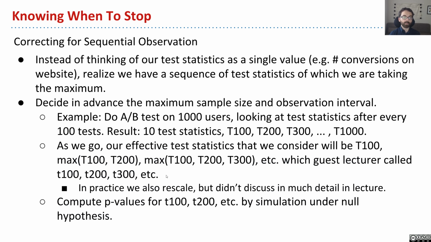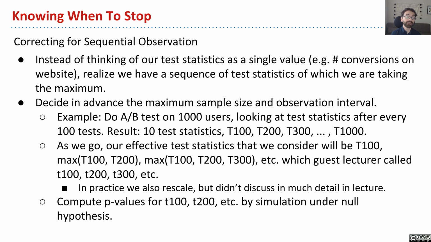And then what we'll do is, so we have all these test statistics, T100, T200, T300, T1000, and we will recognize that effectively, if we're thinking about the max over time, then our test statistics that we're actually using to make decisions are T100, the max of T100 and T200, the max of T100, T200, and T300, and so forth, which our guest lecturer called lowercase t100, and so forth. He also talked about rescaling to correct for the fact that the variances are different. He didn't say much about that in lecture. I won't say anything about it now.